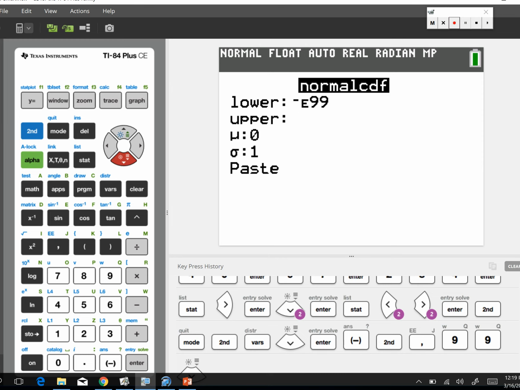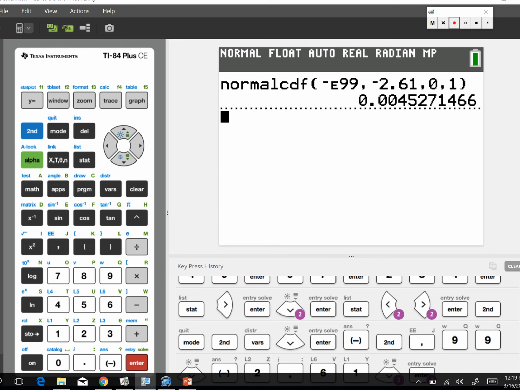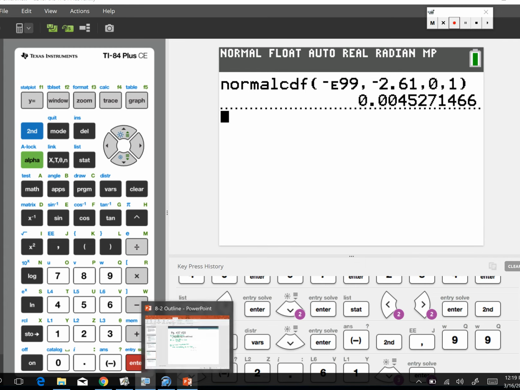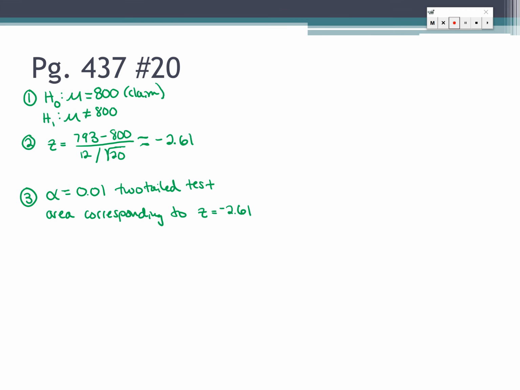The upper one then is our negative 2.61. Paste, and away we go. So the area is 0.0045. That's how many decimal places the table in the back of your book will go out to. It'll go out to the 10,000s. And this might be something where you do just go back to the table. I think the table for this way is very easy to use versus the calculator. So the area, 0.0045.